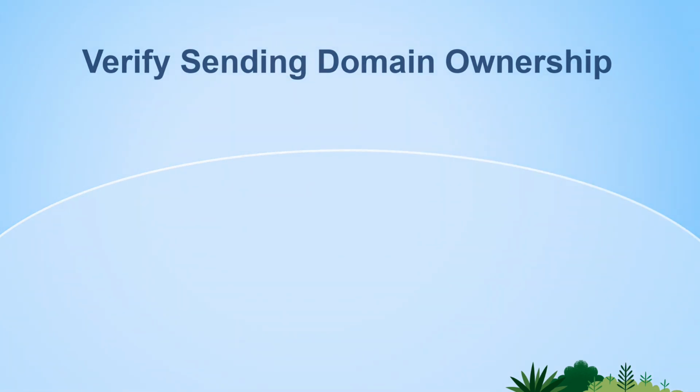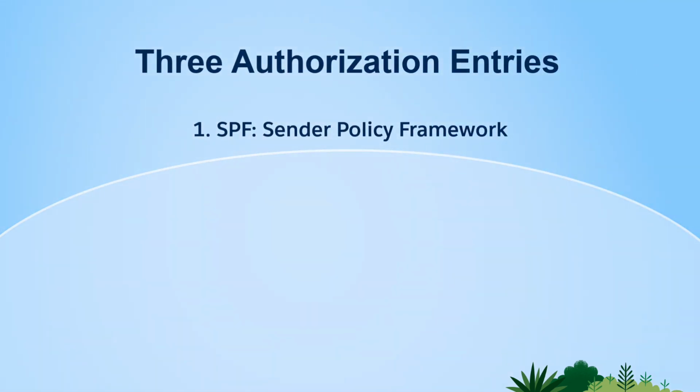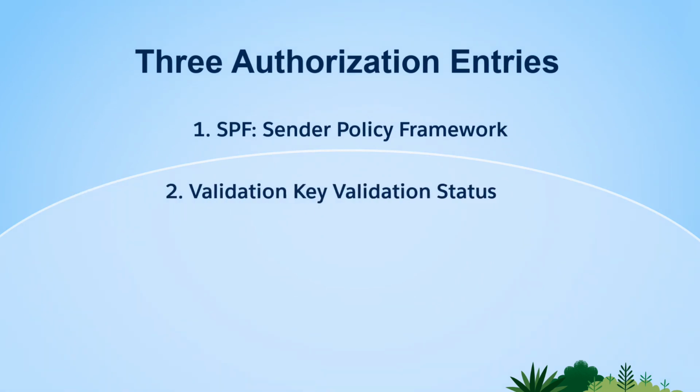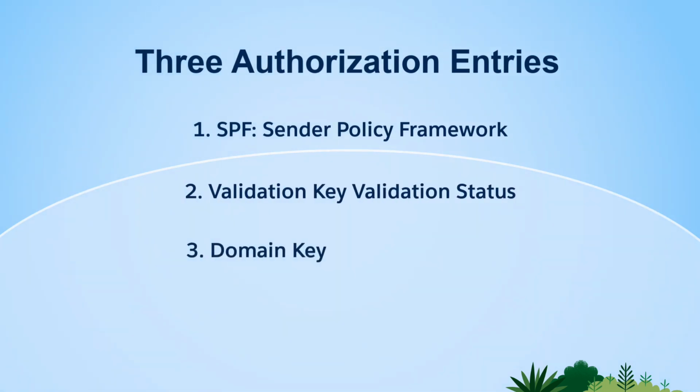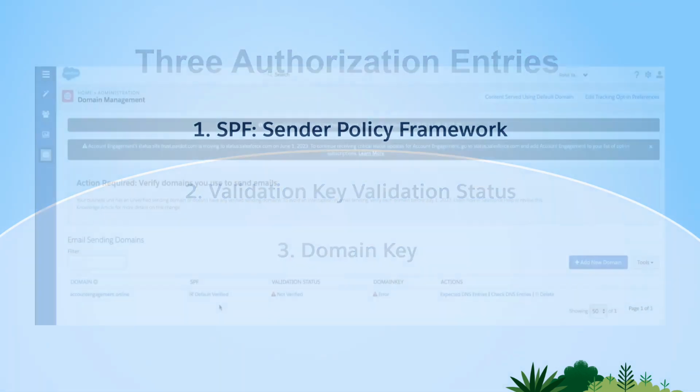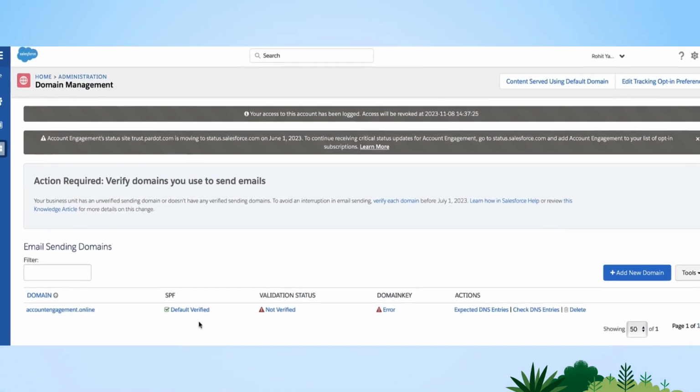Authorization consists of three entries: the SPF, or Sender Policy Framework, the Validation Key Validation Status, and the Domain Key. Let's look at each of these. You can click Expected DNS Entries at any time to view the requirements.